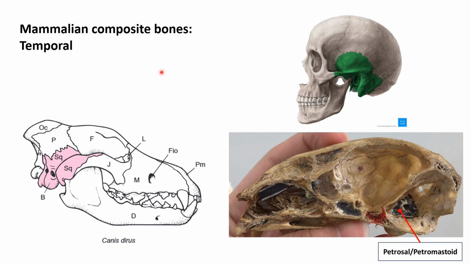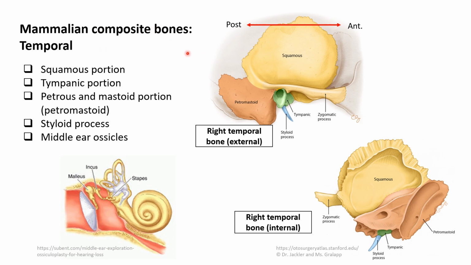Another example of a composite bone is the temporal bone on the sides of your head. The temporal bone partly forms the zygomatic arch, this one, the cheekbone. It receives some, or actually multiple, contributions from all three components of the vertebrate skull: the chondrocranium, dermatocranium, and splanchnocranium. Broadly, the temporal bone has a squamous portion, a tympanic portion, and a petrous portion.